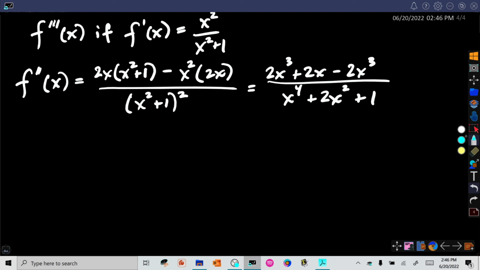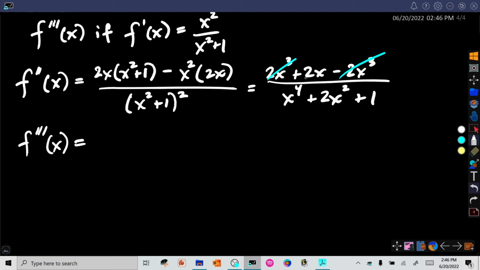And you'll notice what happens. This thing and that thing are going to cancel out, so I don't have to worry about that. Now when I do the third derivative, I can do a quotient rule again, and taking the derivative of this is going to be much easier than the derivative of that. So you can do it again. Either way, it doesn't matter. I don't really care. Whatever floats your boat.